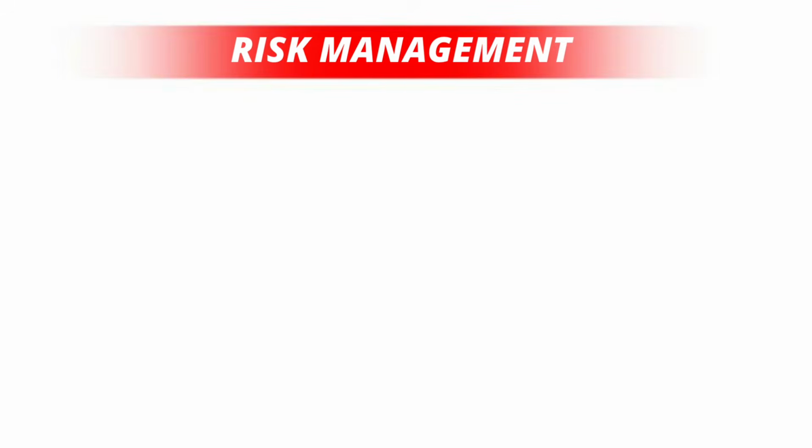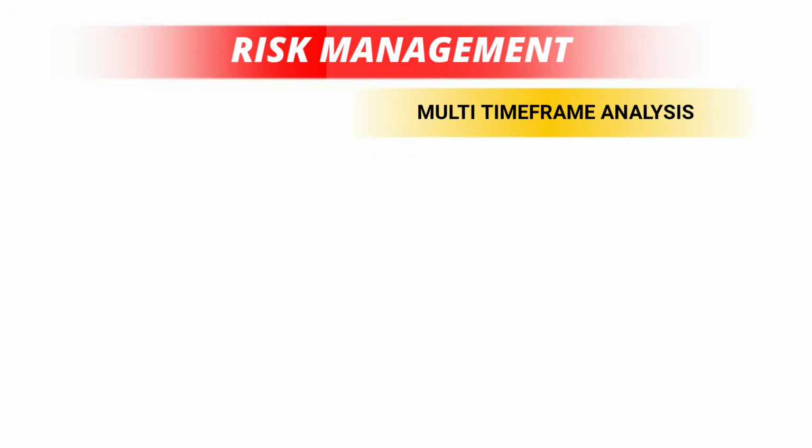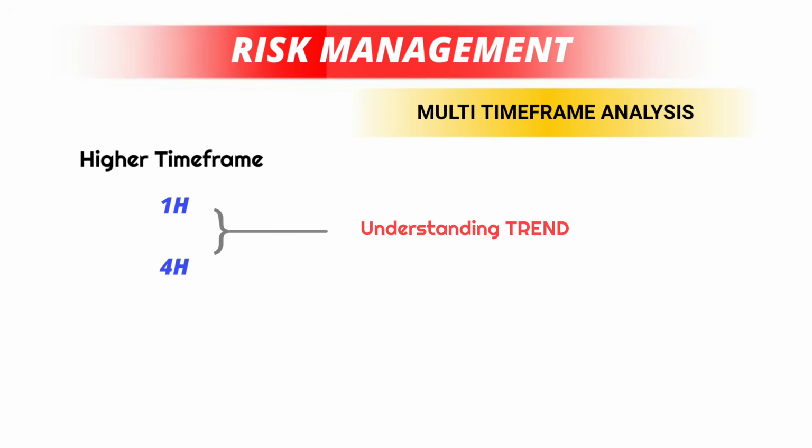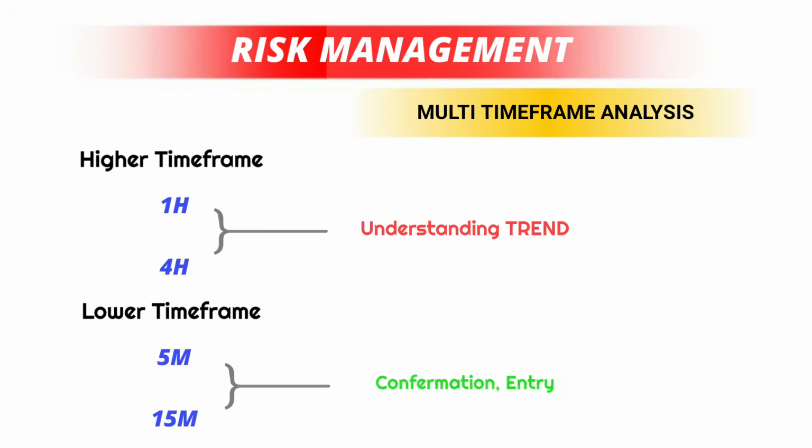Risk management is crucial. Never trade without it. Use the higher time frame like 1 hour or 4 hour to establish bias, then drop down to 5-minute or 15-minute for entries. This way, you're trading in the direction of higher time frame flow while still catching intraday precision.